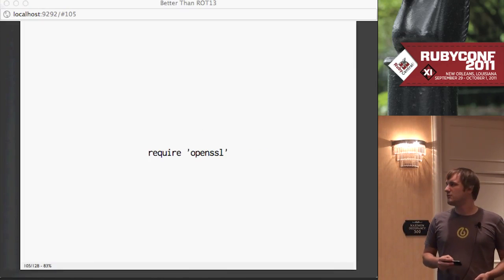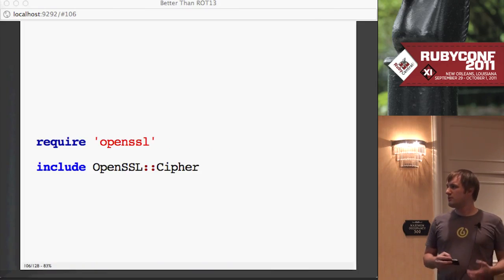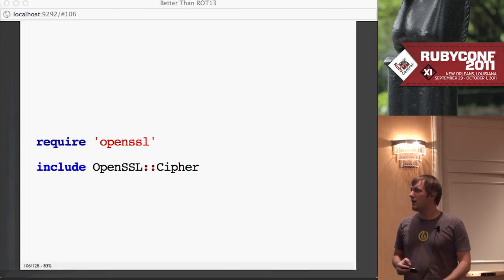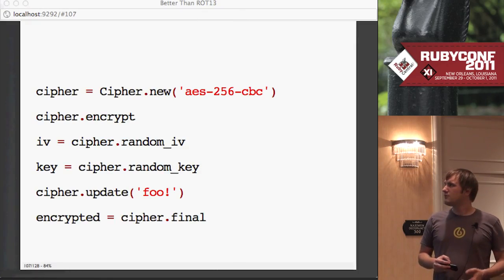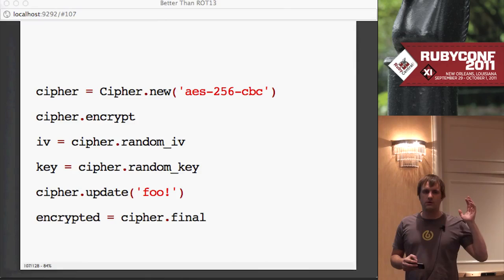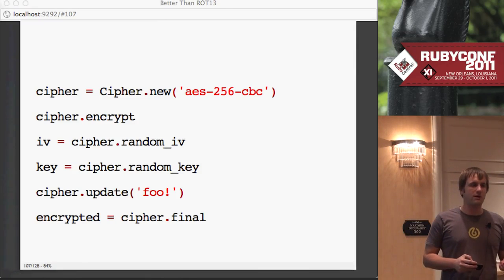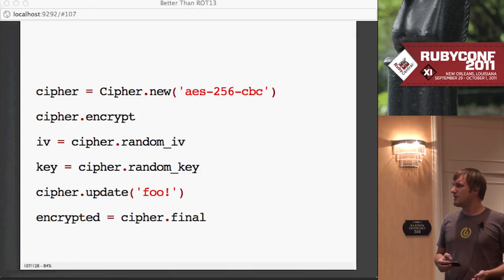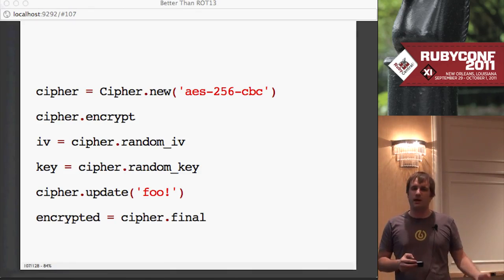So Ruby implications. OpenSSL is built into Ruby. Awesome. So you can just do require OpenSSL. I included the OpenSSL Cipher module here just for brevity. So let's say I want to use AES-256 with a cipher block chaining mode. Just create a new object. I tell it, okay, I want you to do encryption, generate and store a random initialization vector, generate and store a random key. I want to encrypt the characters foo bang, okay?